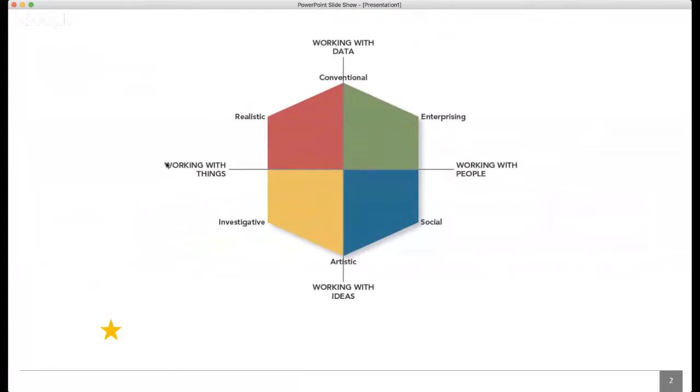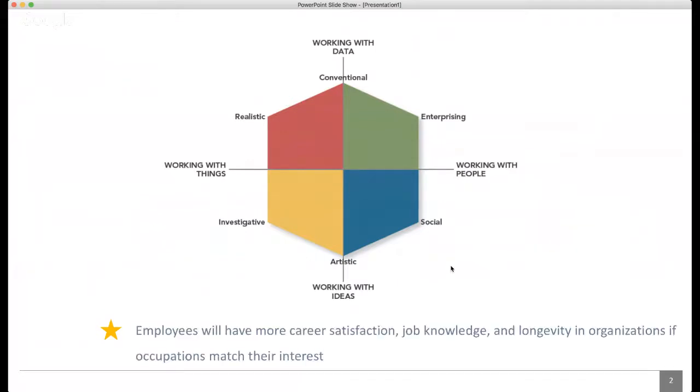So you'll see that the jobs are really categorized by how we work with things and also how we work with people, as well as whether we work with data or prefer working with ideas. Really what I want you to get from the RIASEC model is the big takeaway that our employees are going to be more satisfied with their jobs. They're going to be more knowledgeable about their jobs, and they're going to be more likely to stay if the job matches their interests. So it's really important to understand what our employees' interests are and then identify if the job those employees are working in even matches.